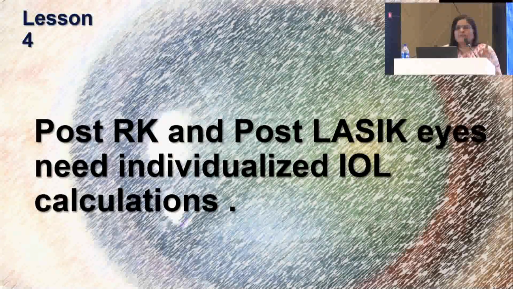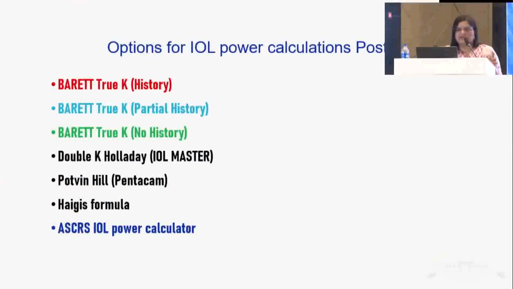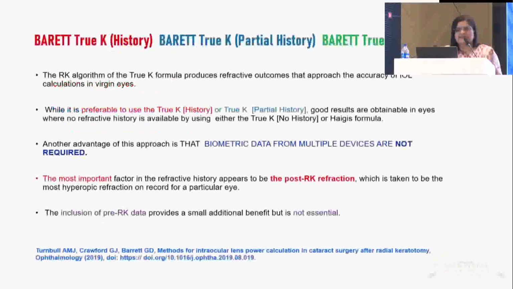Lesson number 4. Post-RK and post-LASIK eyes need individualized IOL calculations. You have multiple formulas: Barrett True K with history, with partial history, with no history, with double K Holladay, Potvin-Hill, Haigis formula, the online calculators, ASCRS power calculators. All these formulas have been proven. For example, in this particular study, which said that it is preferable to use the True K history or the True K partial history formula, but good results are obtained in eyes where no refractive history is available by either using the True K no history or Haigis formula as well.